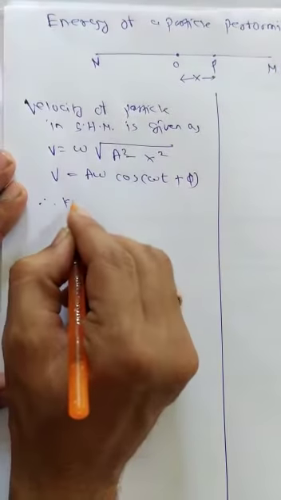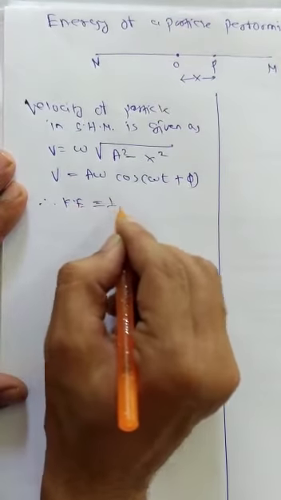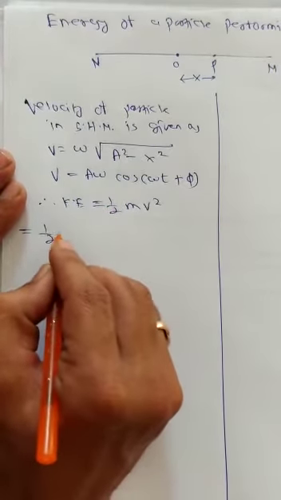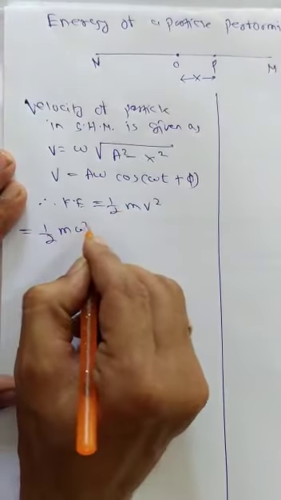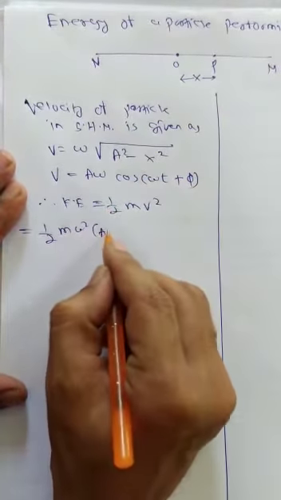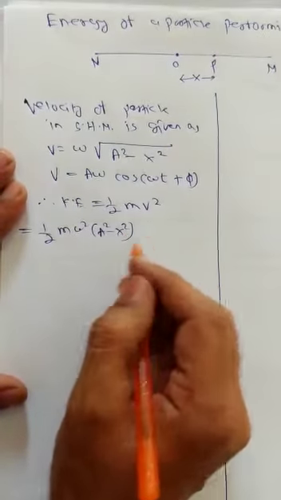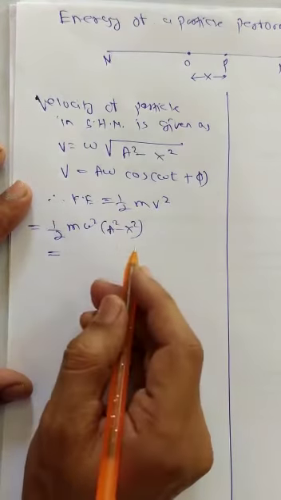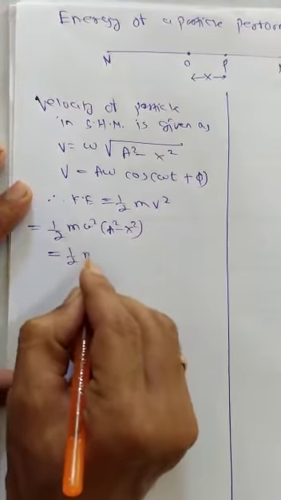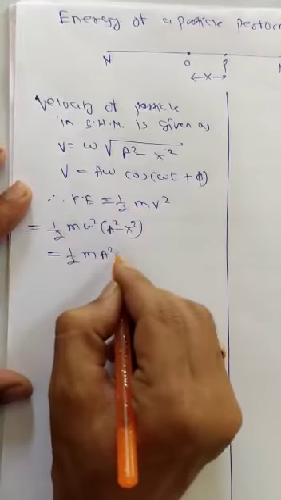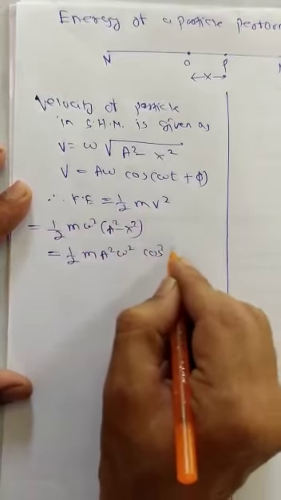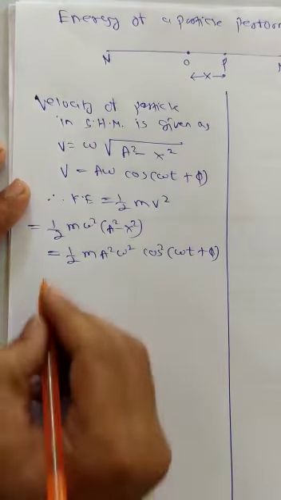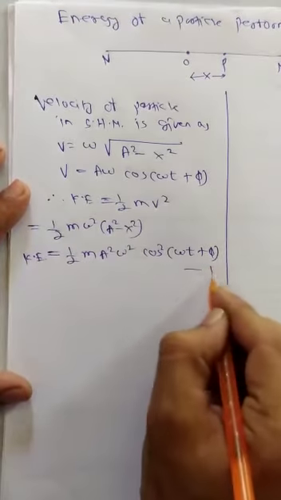Again, we know its kinetic energy is nothing but half mv square. So its kinetic energy will be half of m omega square, where v square gives a square minus x square. In terms of a omega, it will be half of m a square omega square cos square of omega t plus phi. This is the kinetic energy of a particle performing SHM.